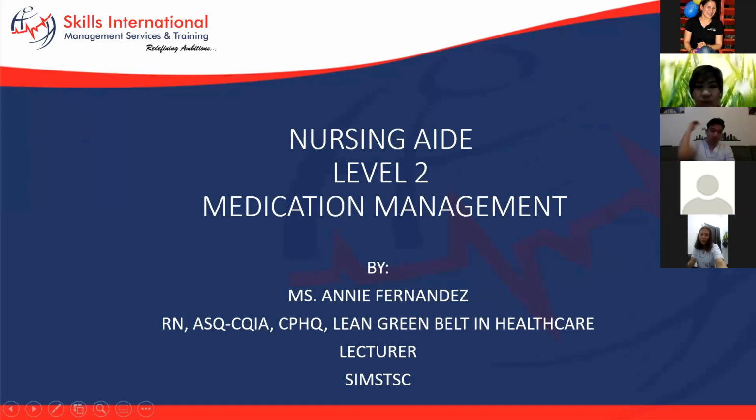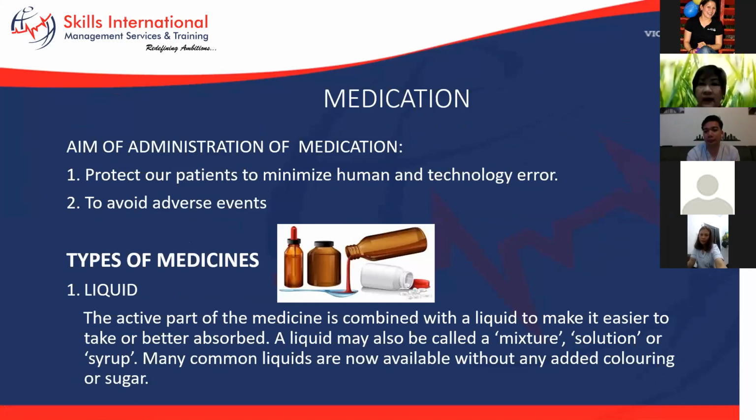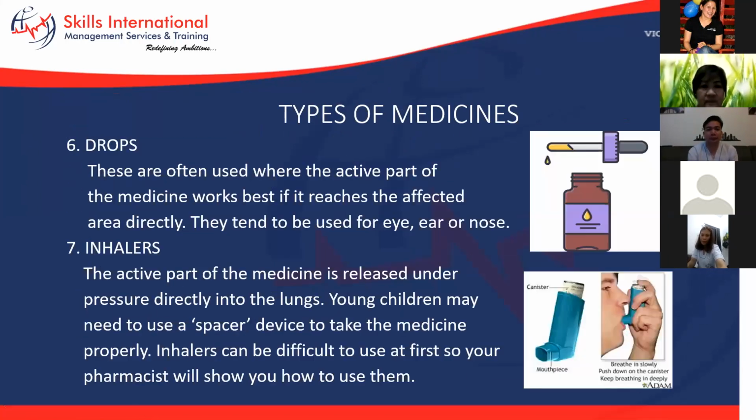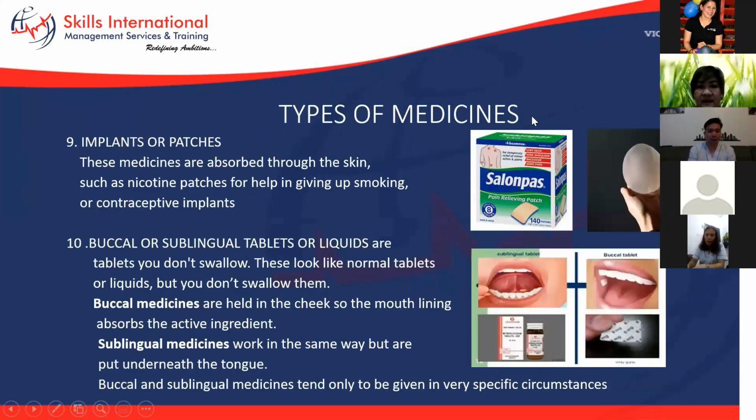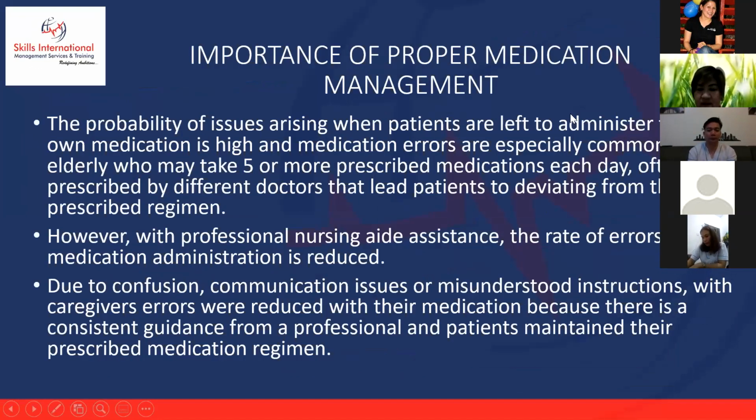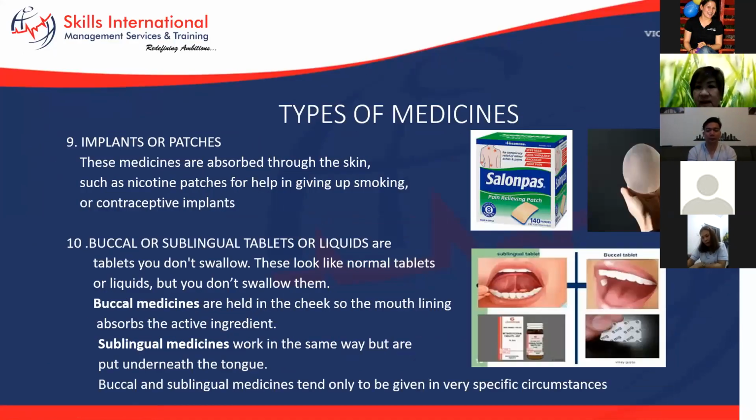Okay, so going back. We are in number 9, the implants or patches. The types of medication include implants or patches. These medicines are absorbed through the skin, such as nicotine patches to help in giving up smoking.